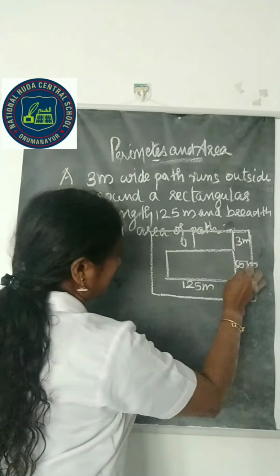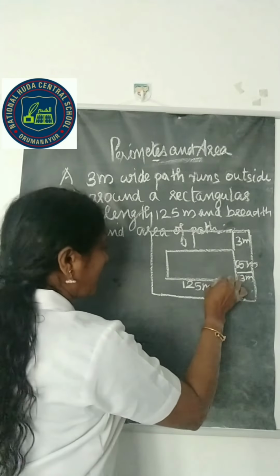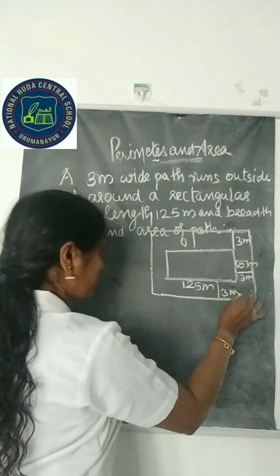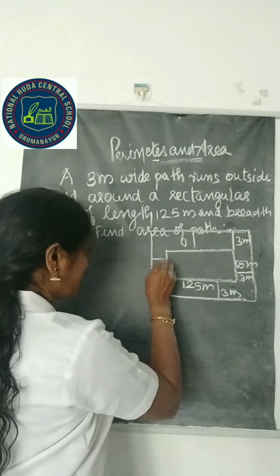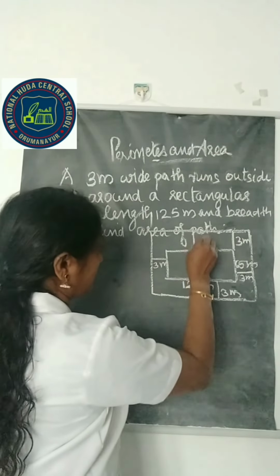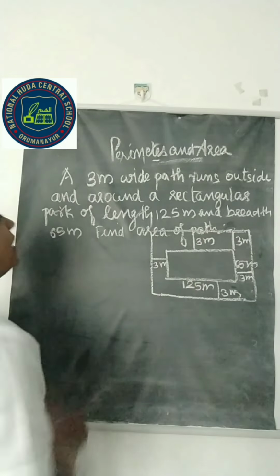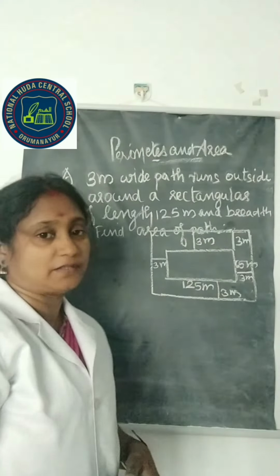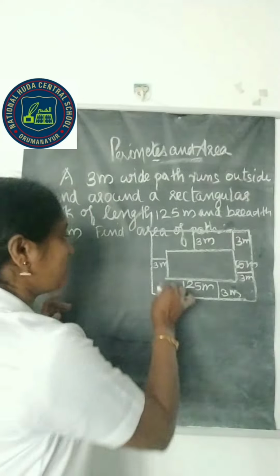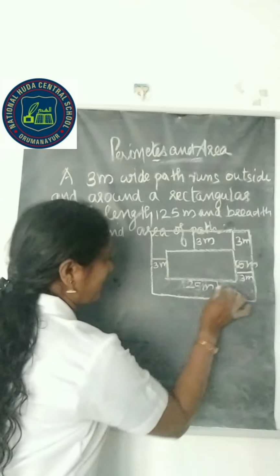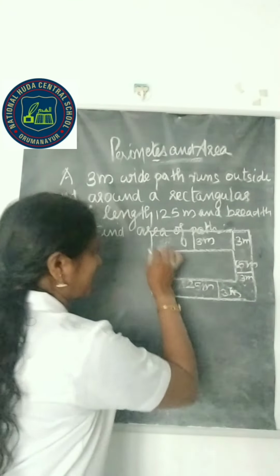3 meter and here also 3 meter and width is 3 meter, means all the widths are equal. Here also 3 meter. Okay. Now find the area of the path. We have to find the area of the path. That is, this portion area we have to find out.